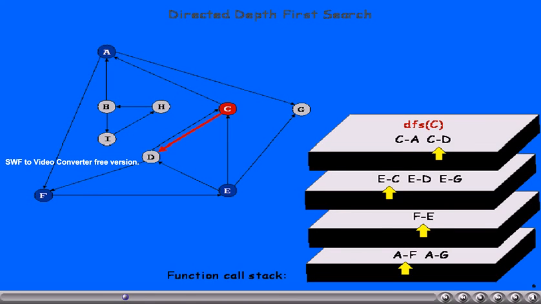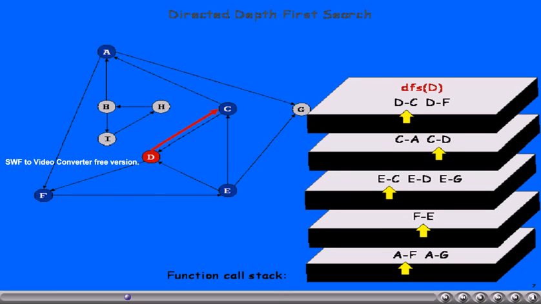However, D is another neighbor for C. D is not in the final state. Thus, DFS is called on D again. Now the function DFS is called on D. D's neighbors are C and F.